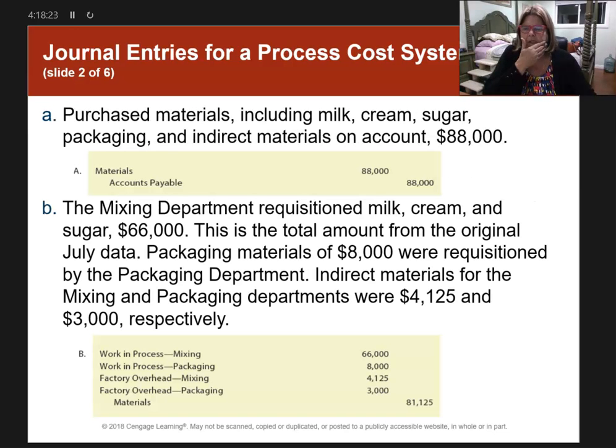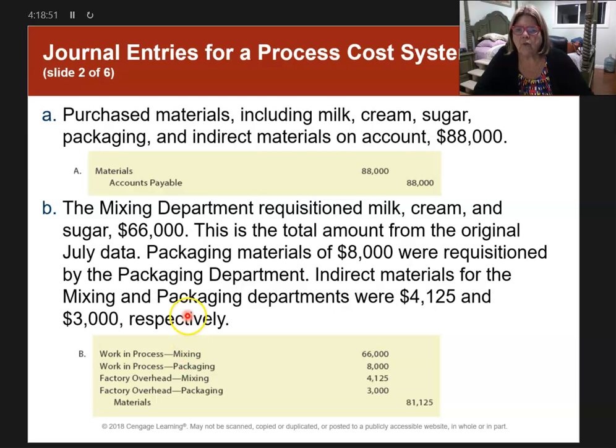Okay. So, here's a journal entry when I purchase my direct materials. I always make them on account. Okay. The next journal entry here is when I requisition, when I pull the cream, the sugar, and the milk, when I send a purchase requisition to pull it from direct materials, and I'm going to move it to work in process.